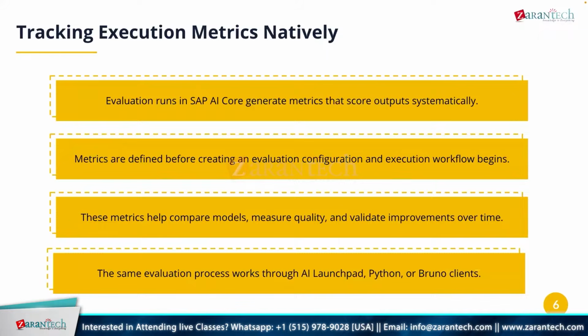Now, how does tracking execution metrics work natively? Here you might get the evaluation runs in AI Core, which generate the metrics. Those metrics score the output systematically. These generally are defined before creating an evaluation configuration, and these will help us to compare models and make process flows. So one thing you have to understand about these evaluation metrics or execution metrics, whatever it might be.